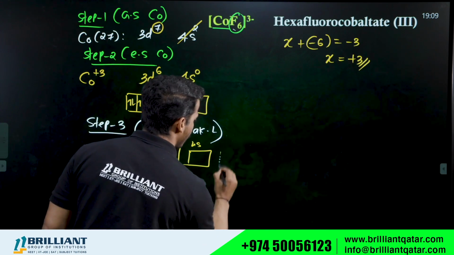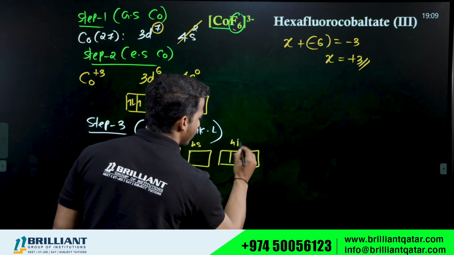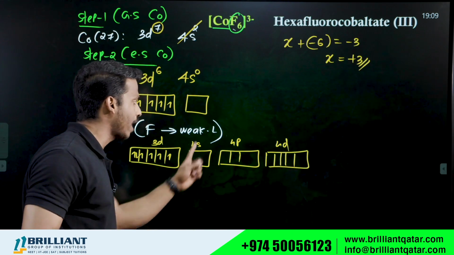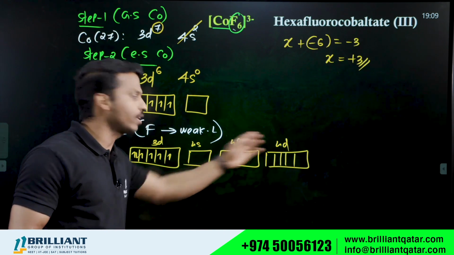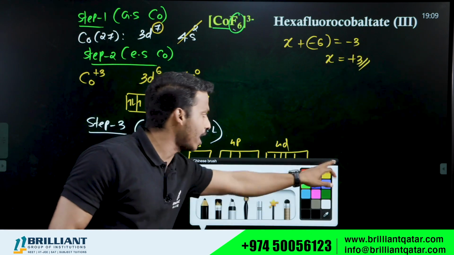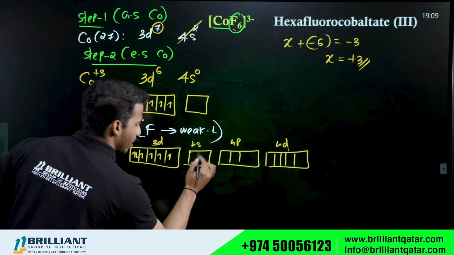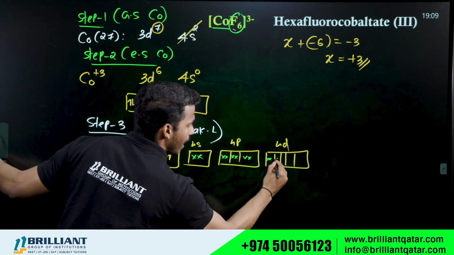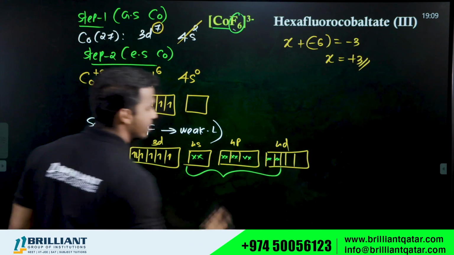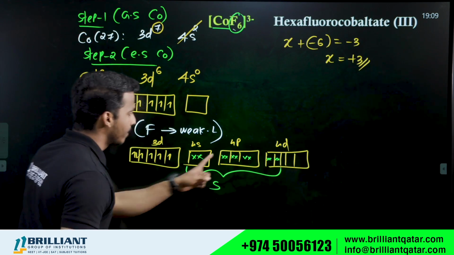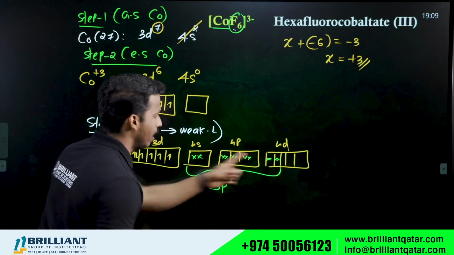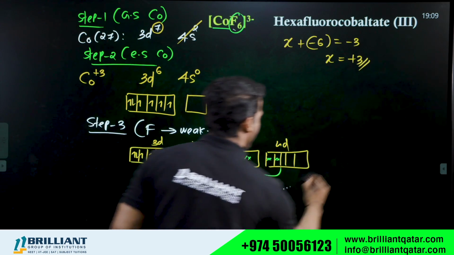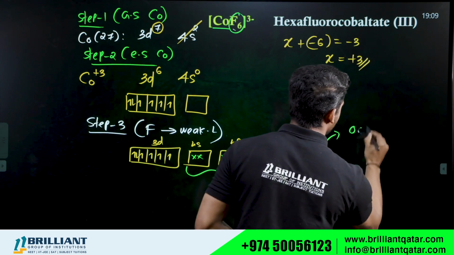After 4s, what orbital do you have? 4p. After 4p, what orbital do you have? 4d, dear all. After 4s you have 4p. If 4p is not sufficient, take 4d also. Total 6 sites I want to occupy. So I can take outer orbitals, okay? 1, 2, 3, 4, 5, 6. Those orbitals, please mix them, dear all. This is an s orbital. This is total 3 p orbitals. This is 2 d orbitals. What is the hybridization? sp3d2. We already said sp3d2 means the structure is what?